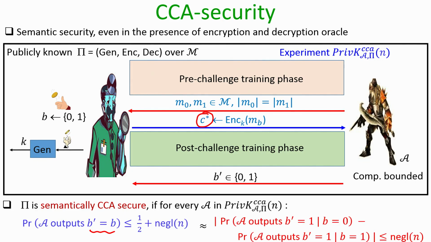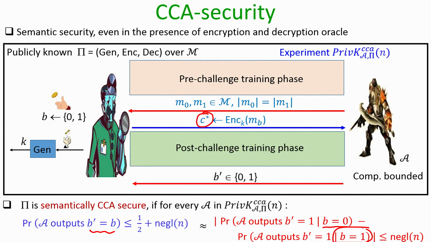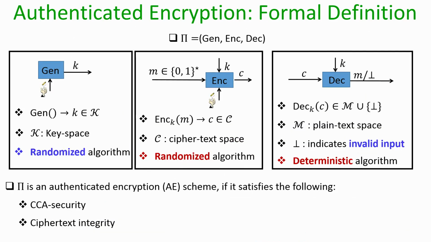Equivalently, the other way to interpret this definition is that it does not matter whether it is message M0 which is encrypted in C star or whether it is message M1 which is encrypted in C star. In both cases, the response of the adversary should be almost identical, say B dash equal to 1, except with some negligible probability. So, that is the other definition of CCA security, and we can prove that if we have a scheme which satisfies the first condition, then it also satisfies the second condition and vice versa. So, depending upon our convenience, we can use either of these two conditions to prove or disprove the CCA security of a given encryption process.